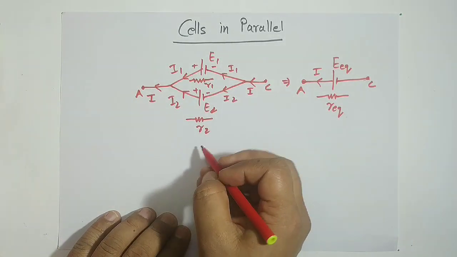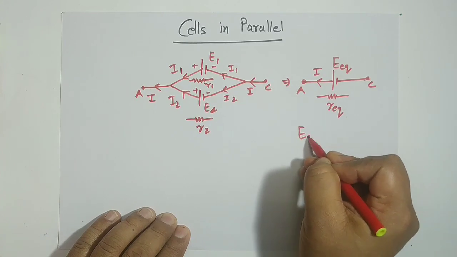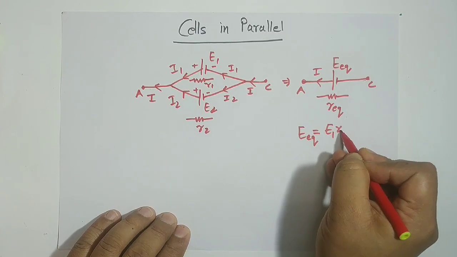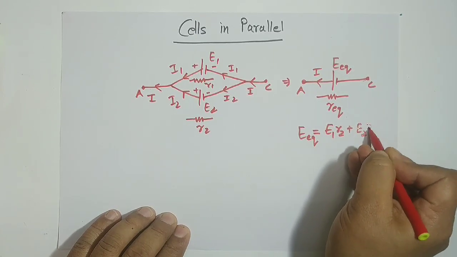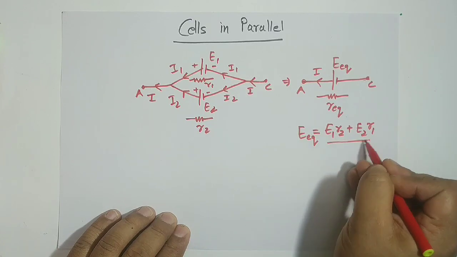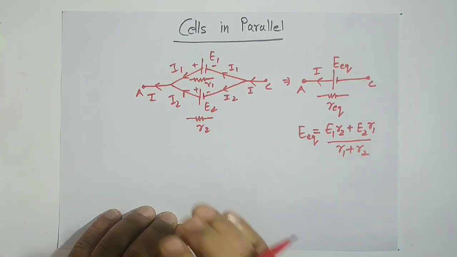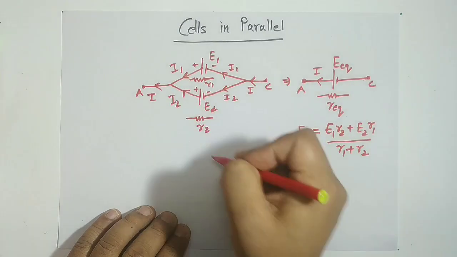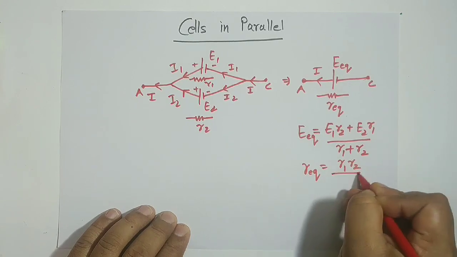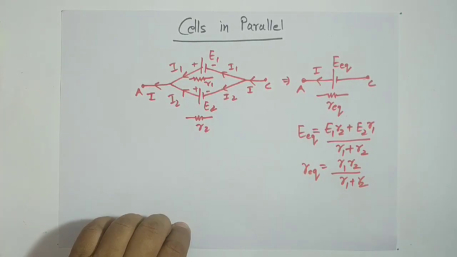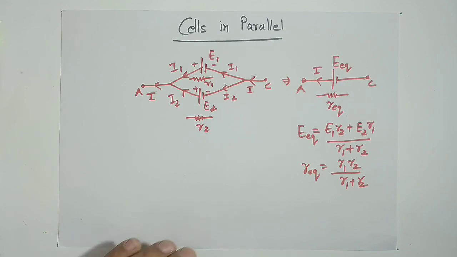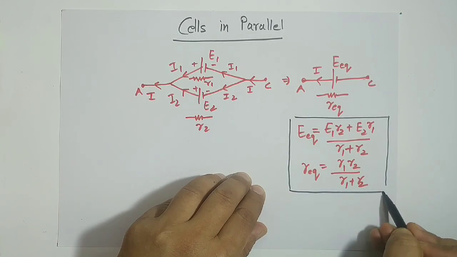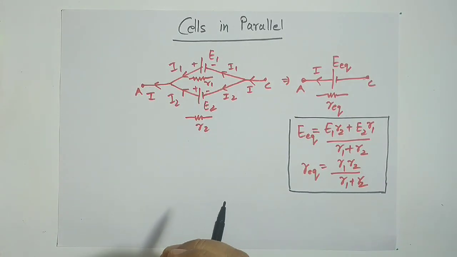The conclusion is that the equivalent EMF, I am going to write the formula, is E1 R2 plus E2 R1, divided by R1 plus R2. This will be the equivalent EMF. And R equivalent you already know, because they are in parallel, so I can directly write R1 R2 upon R1 plus R2. So this will be the conclusion for equivalent EMF and equivalent resistance in parallel. Now we find it out.